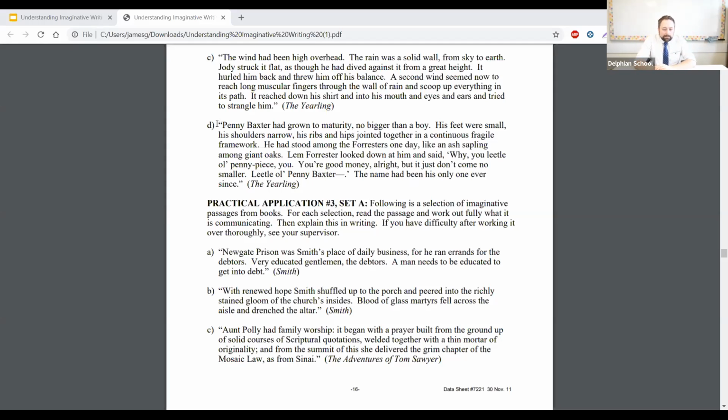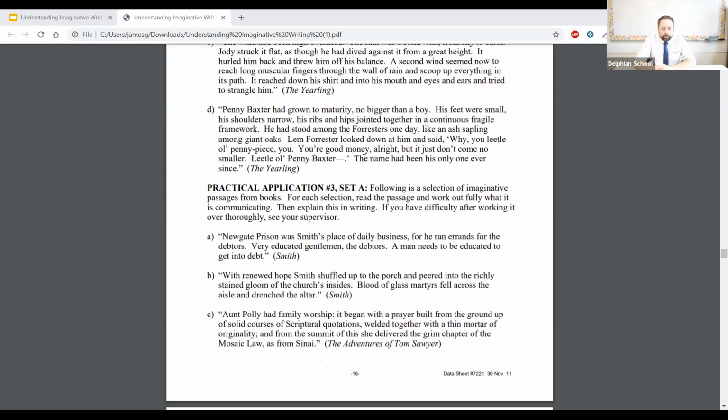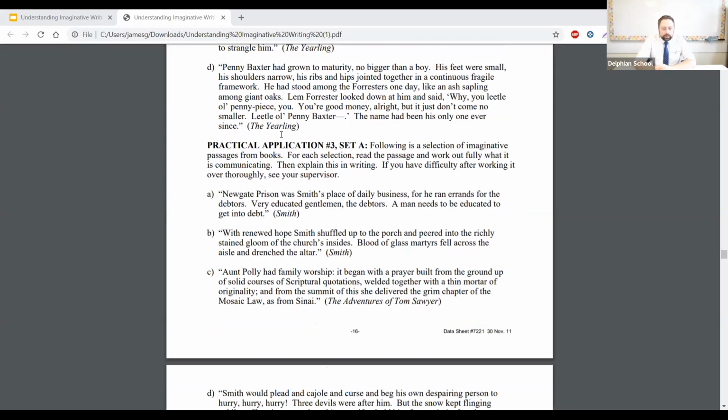All right. Penny Baxter had grown to maturity, no bigger than a boy. His feet were small, his shoulders narrow, his ribs and hips jointed together in a continuous, fragile framework. He had stood among the foresters one day. That's a family of people in this book. He had stood among the foresters one day like an ash sapling among giant oaks. Lem Forrester looked down at him and said, "Why, you little old penny piece, you're good money, all right, but it just don't come no smaller." Little old Penny Baxter. The name had been his only one ever since.